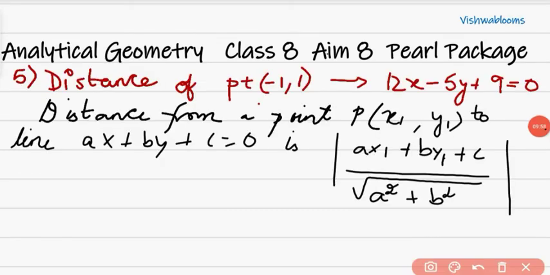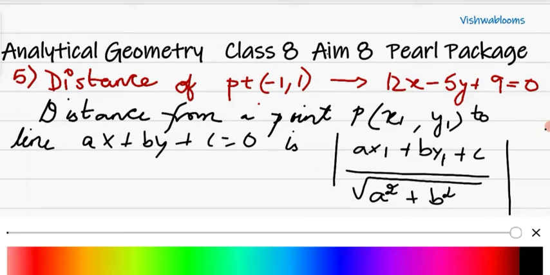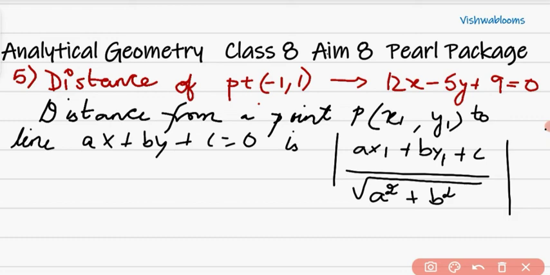So the fifth one. Here we have to find the distance of the point minus 1 comma 1 from this line. So there is one formula. The distance from a point to a line is modulus of ax1 plus by1 plus c divided by root over a square plus b square. So we are just going to substitute the values here for x1 and y1. What will the point be? It will be minus 1 comma 1, as you understand it already.